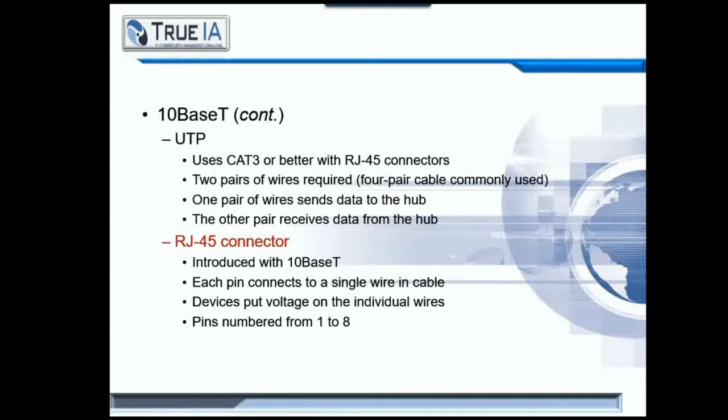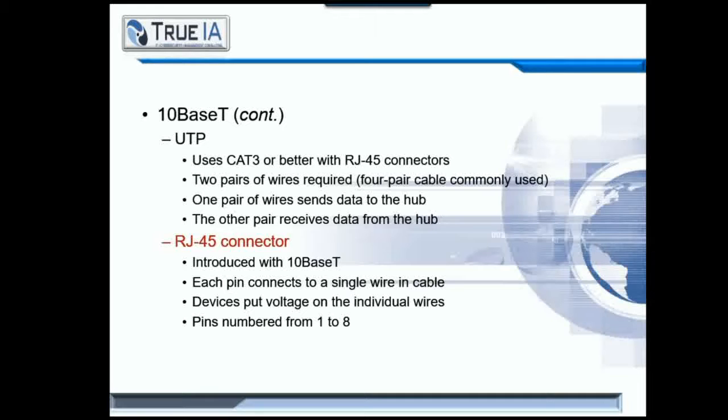So 10BASE-T uses twisted pair, primarily unshielded twisted pair, originally with Cat3 cable with RJ45 connectors. It's based on using two pairs of wires. One pair of wires sends the data to the hub and the other pair receives the data from the hub.